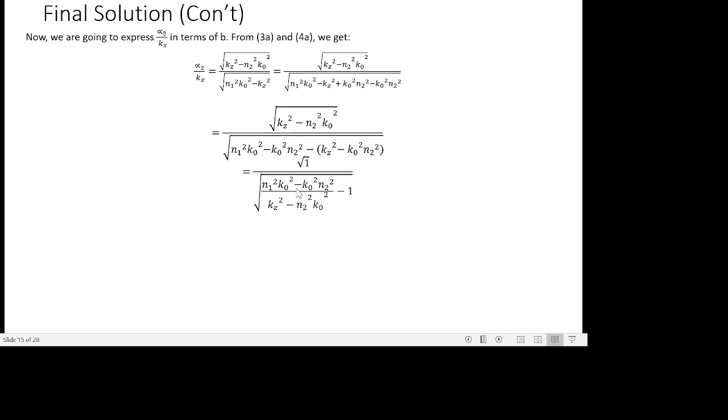And if you take a look at this one, it's actually equal to 1 over b. And we just do a little bit of algebraic rearrangement, and we will get this one. So this is going to be equation 19.